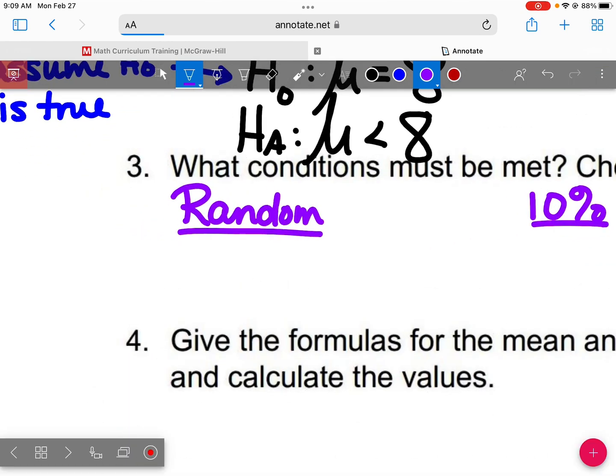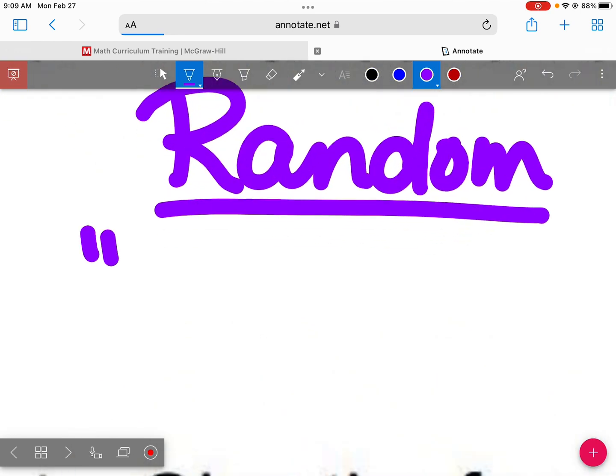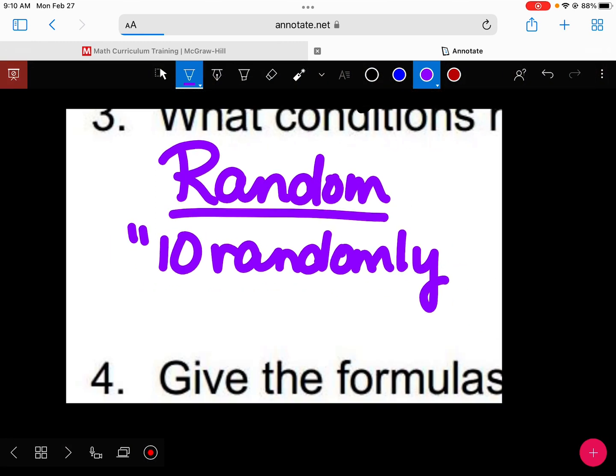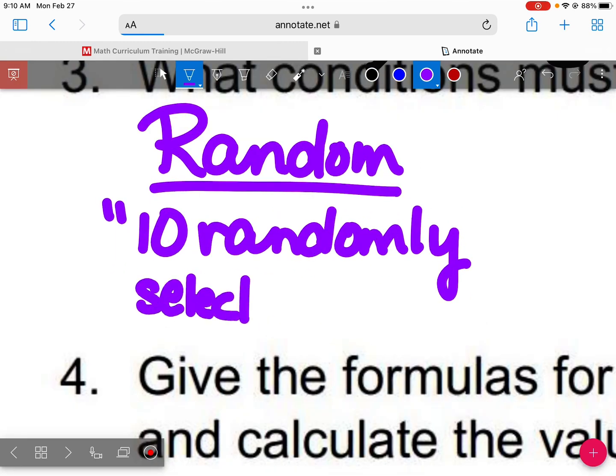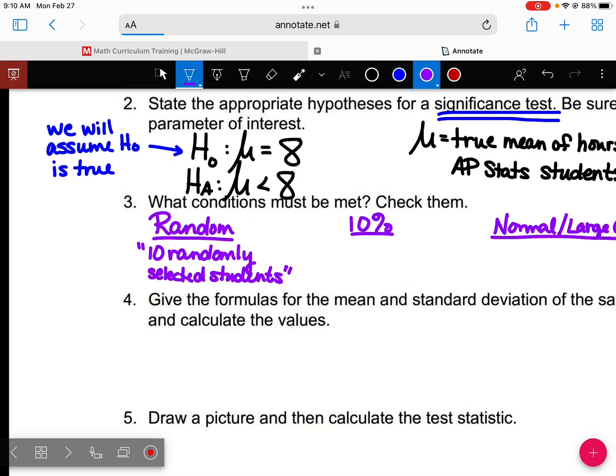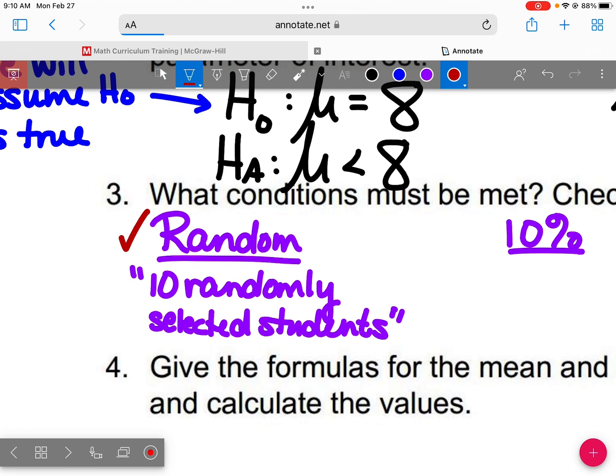What did I tell you I did with all of the data to get the 10 numbers that I put up there? Used a random number generator. So 10 randomly selected students. Why do we care about randomness again? So we can generalize to population. What would the population be here? My AP Stat students. I only have one section, so you guys are the entire population here.